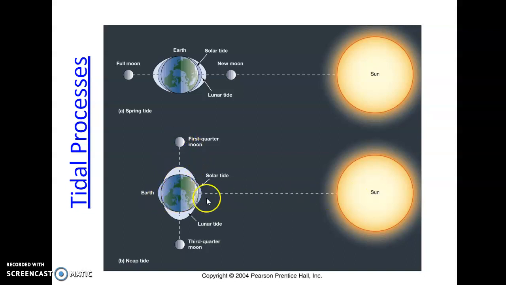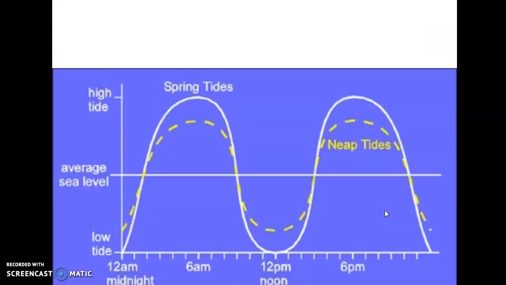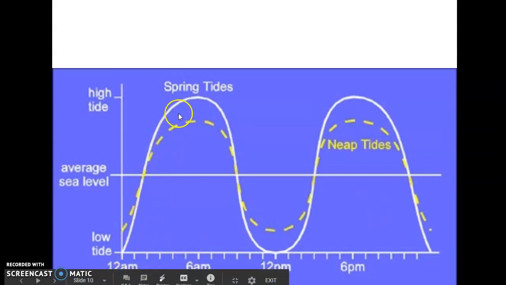So you see the moon, the Earth, the sun. Moon, Earth, sun. Okay? And so what we know is that spring tides actually cause the greatest difference between your high tide and low tide. So your spring tide on this graph is represented by the solid white line. And neap tides cause a smaller difference, so that's your dotted yellow line. Okay?